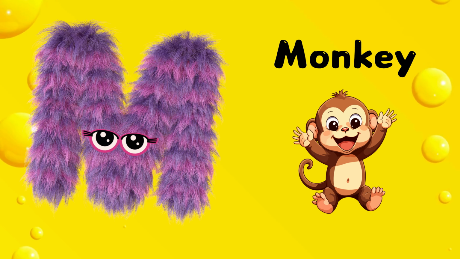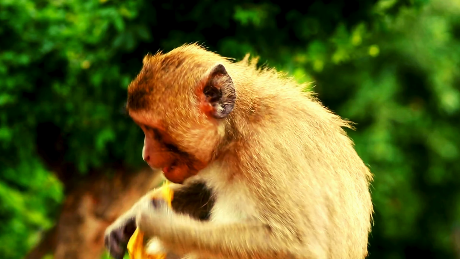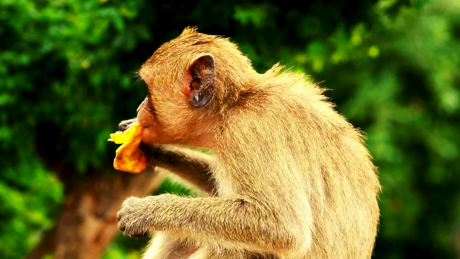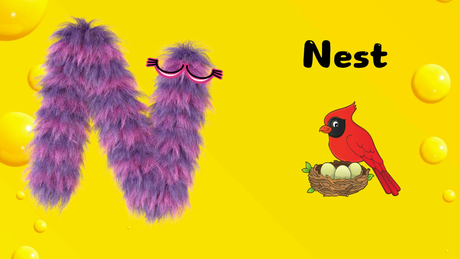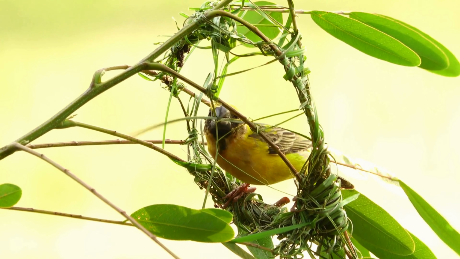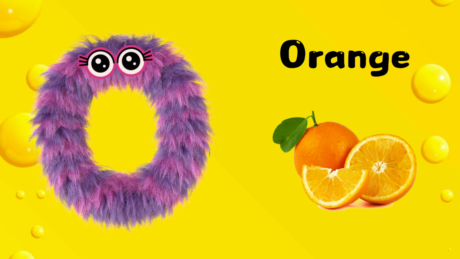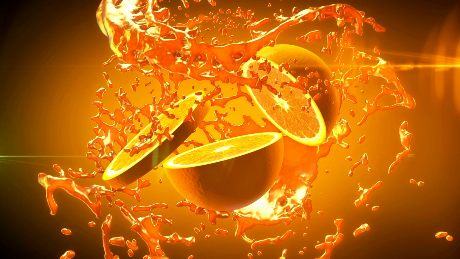M is for monkey, mm-mm, monkey, mm-mm, monkey, M, monkey. N is for nest, n-n-nest, n-n-nest, N-nest. O is for orange, o-o-orange, o-o-orange, O.